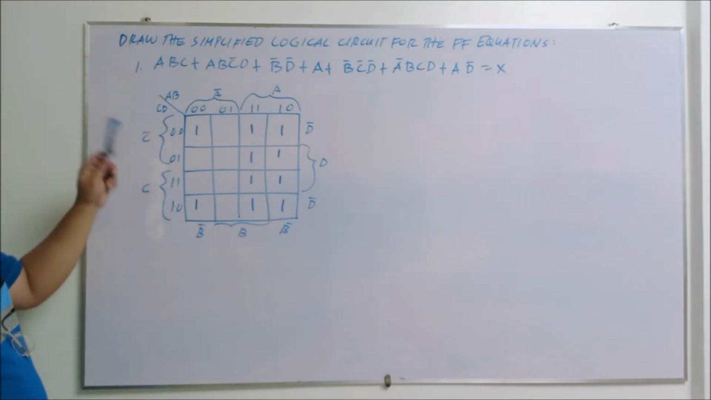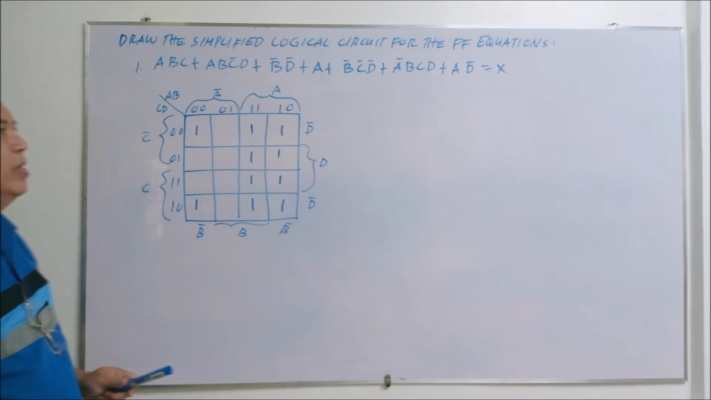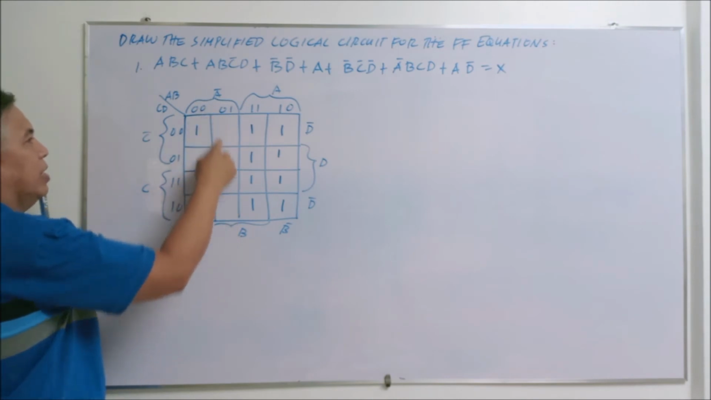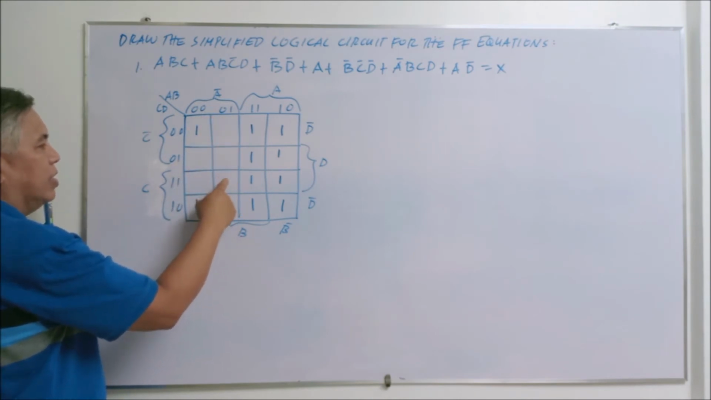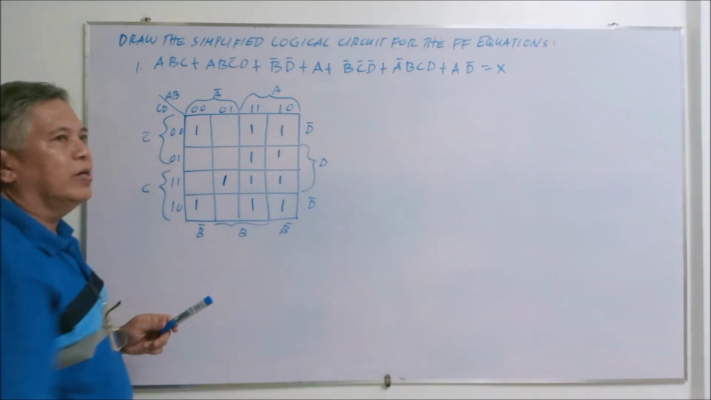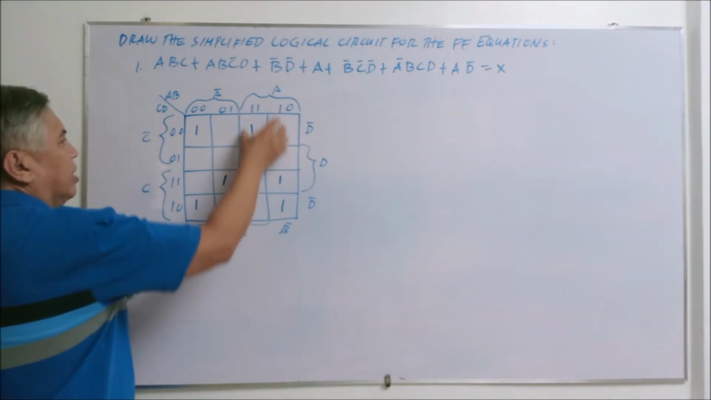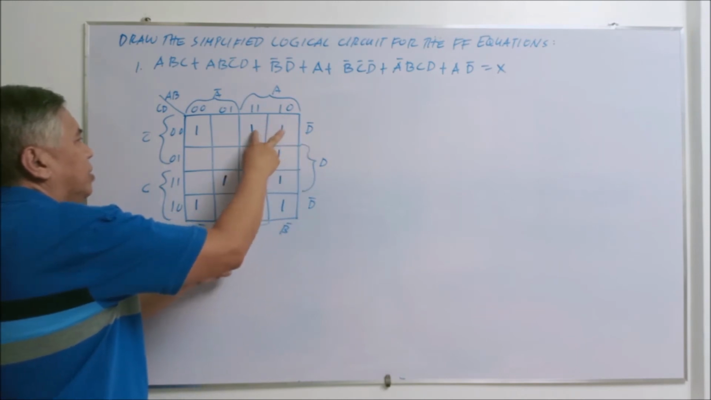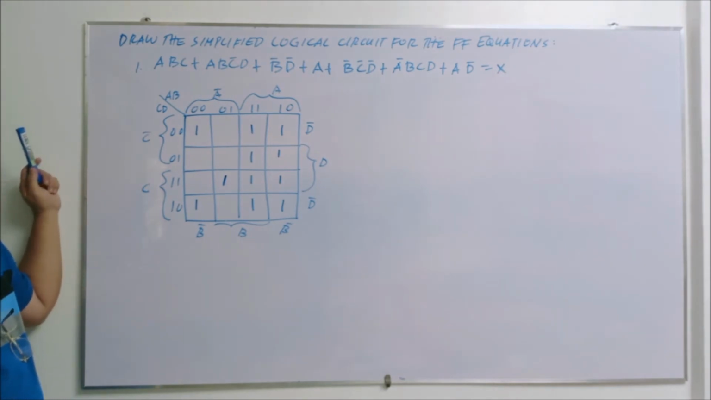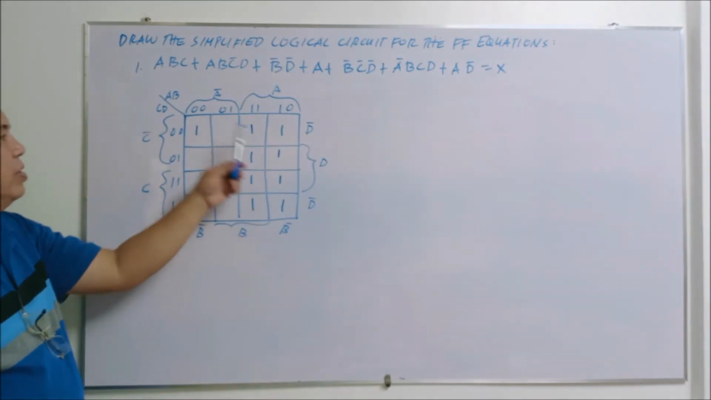Then we have A bar, B, C, D. That is a 4 variable term. That means 1 cell. So you have A bar, B, C, D. So you put a 1 here. And then you have A, D bar. That is 4 adjacent cells. A, and then D bar. Where's D bar? This one. So you have this one and this one. So you have already a 1 in that particular location. So we have already represented our equation in our map.